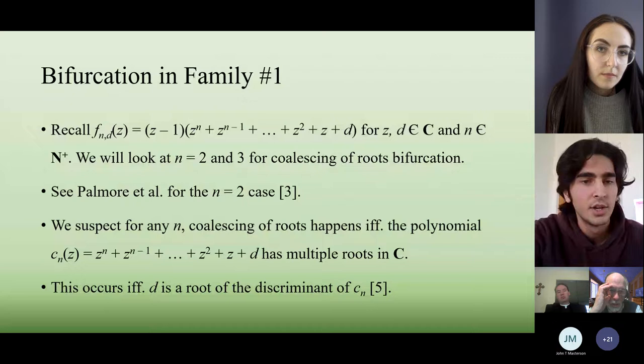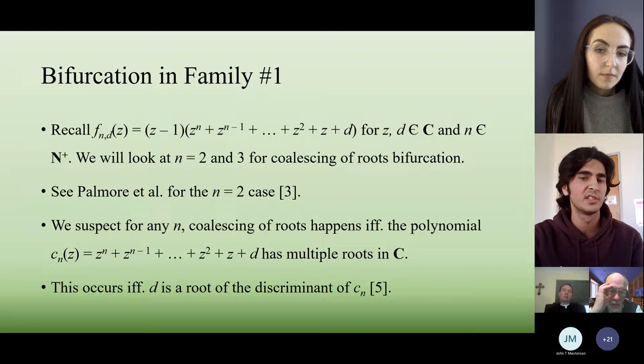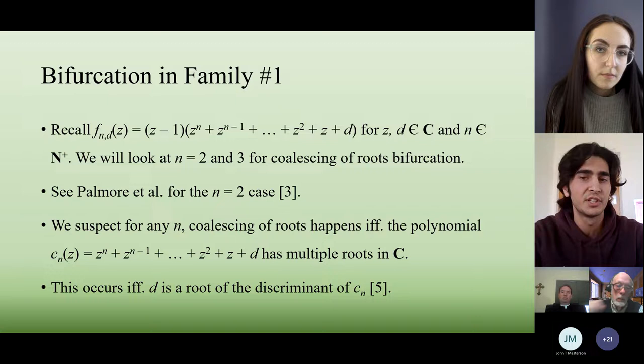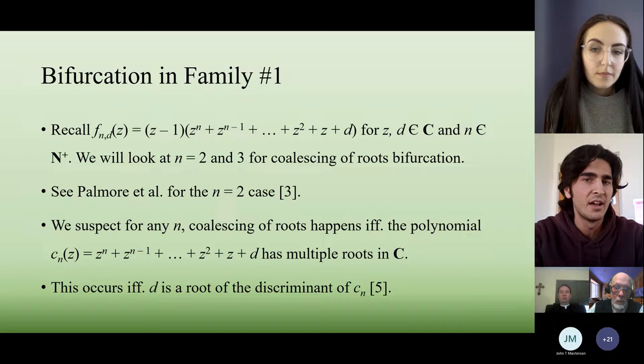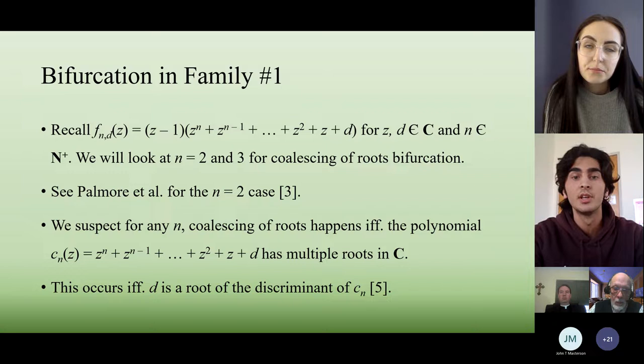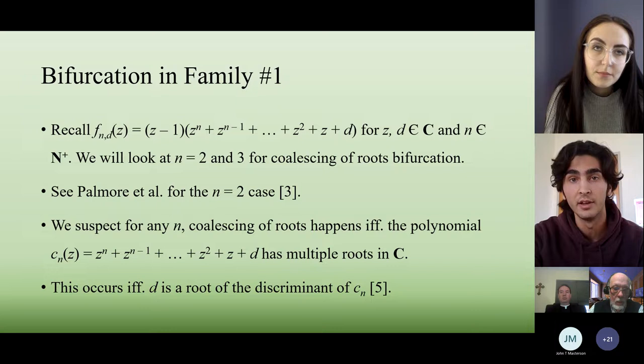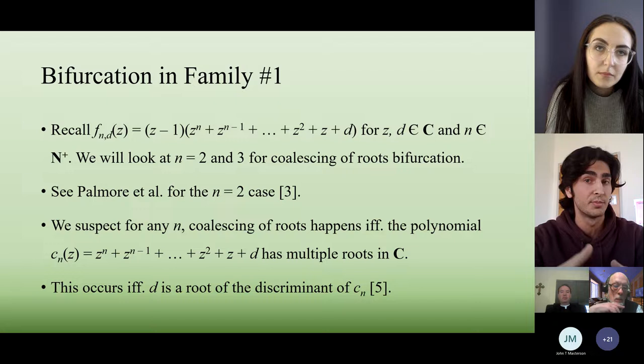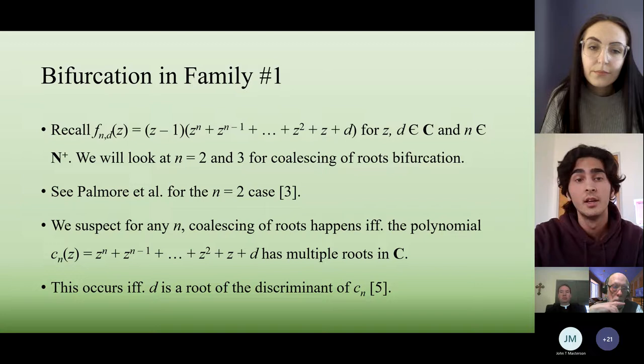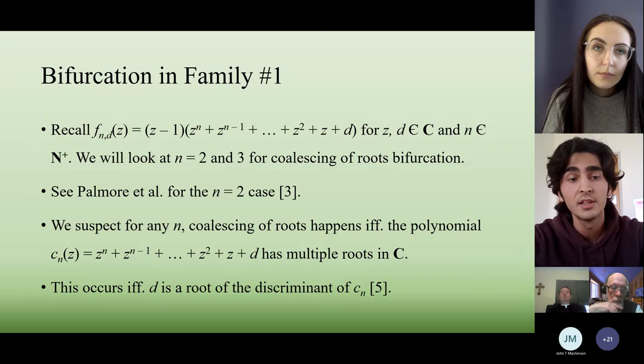So what he observed was that as n was fixed at 2 and d was varying, not throughout the complex plane, but just along the real line, as d approached a certain value, the basins of attraction corresponding to each of the roots coalesced into one basin corresponding to a root with multiplicity greater than one. So in other words, when d reached a certain point where that polynomial had a multiple root, that corresponded to basins coalescing into one. And that was in fact the only d for which that happened. So we considered to what extent we can get this to happen with n equals three and so on.